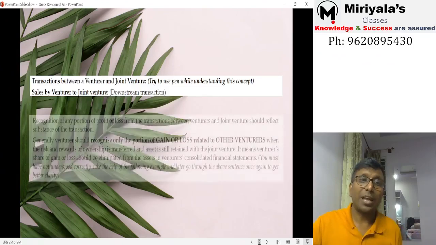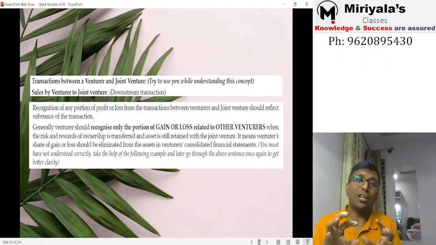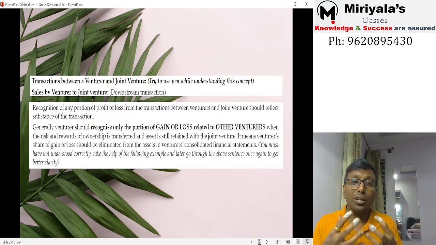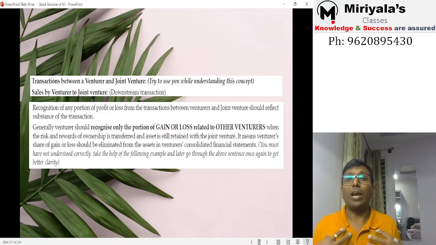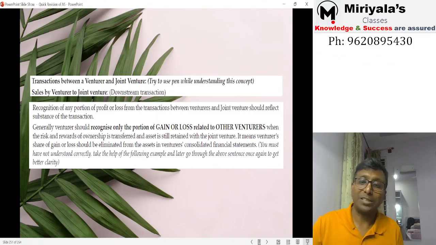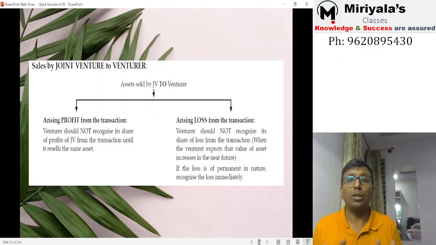If transactions are happening between the venturer and the venture, here also it is a little bit similar, though not exactly like accounting standard 23. What are you supposed to do? Recognize only the portion of gain or loss related to other parties. If I am holding only 40 percent and the other party is holding 60 percent, we will take the 60 percent, but not the 40 percent. The same applies to the opposite case also, in a different style. So that's all, my dear, about accounting standard 27.